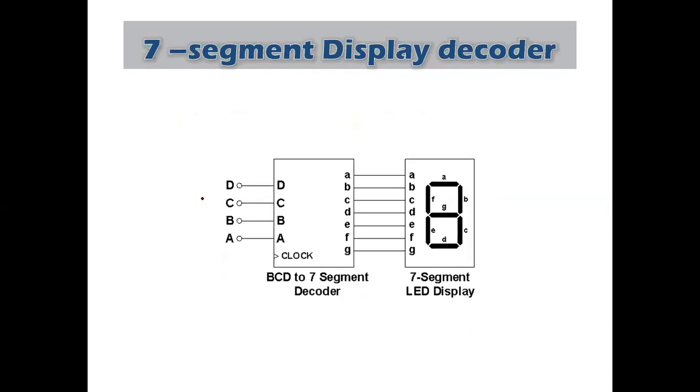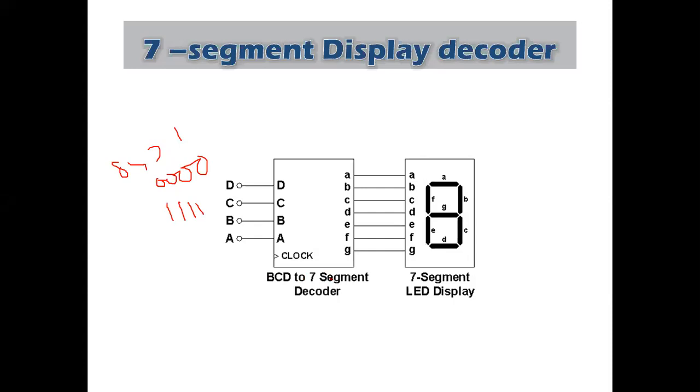A, B, C, D can change from 0, 0, 0, 0 to 1, 1, 1, 1. Like the 8421 code we discussed, the same way it will change from all zeros to all ones here. And that BCD data is converted to the 7 segment decoder.